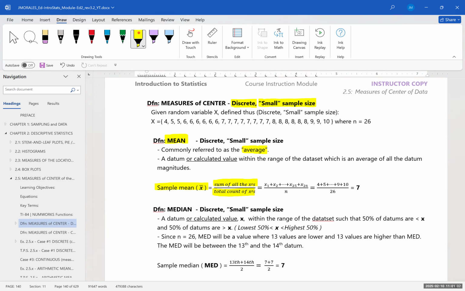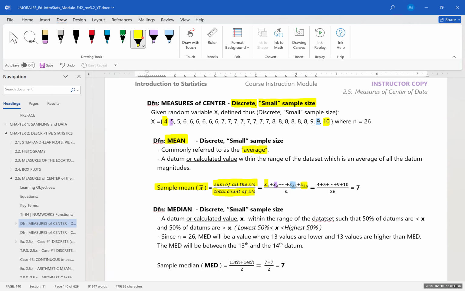So here we kind of have it represented symbolically. So x subscript 1, or x1, is the first value in the data set. x2 is the second value in the data set. x3, x4, x5, all the way up to the 25th datum. That would be this one. And the 26th datum would be that one, the last one.